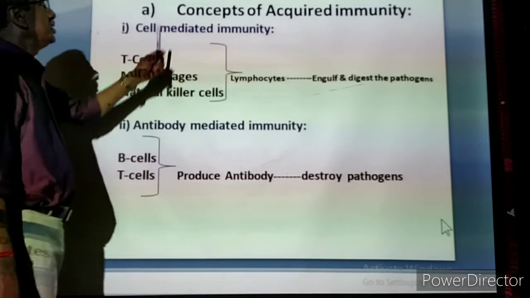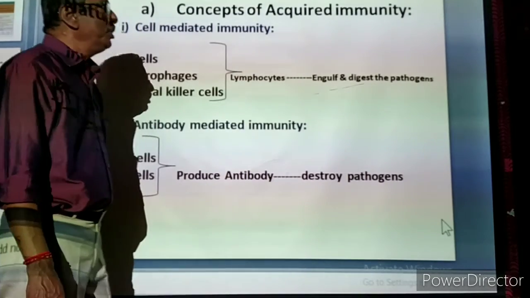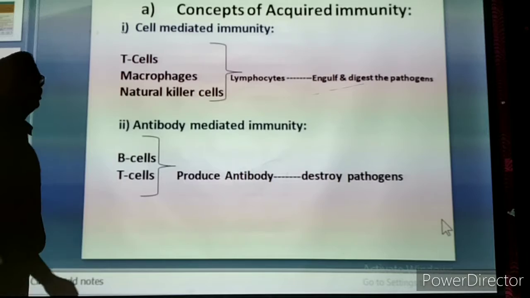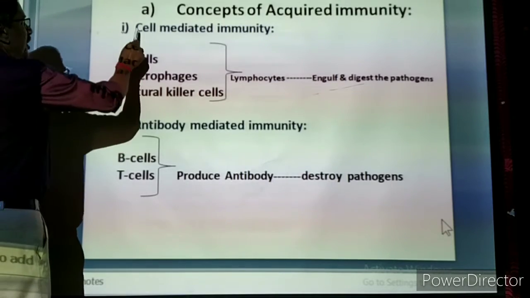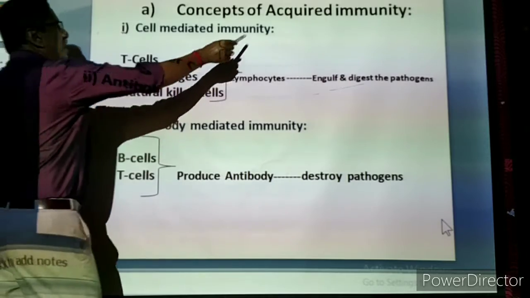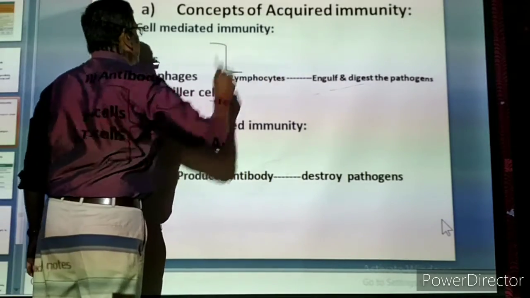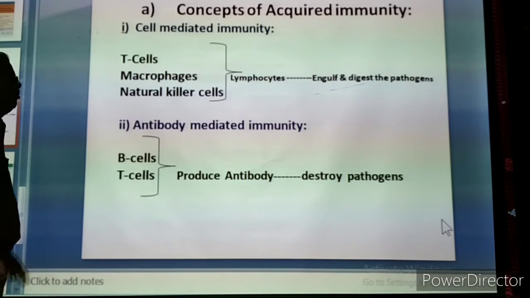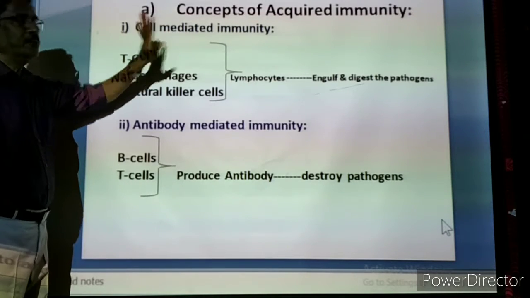Now we are coming to the concepts of acquired immunity. Acquired immunity has so many concepts. What are they? Two major concepts we are going to study. One is called cell-mediated immunity. Now we can put within brackets here CMI. That is the abbreviation for this. CMI, cell-mediated immunity. What is the meaning of cell-mediated immunity?